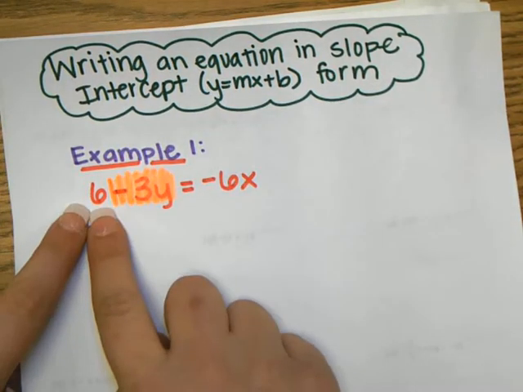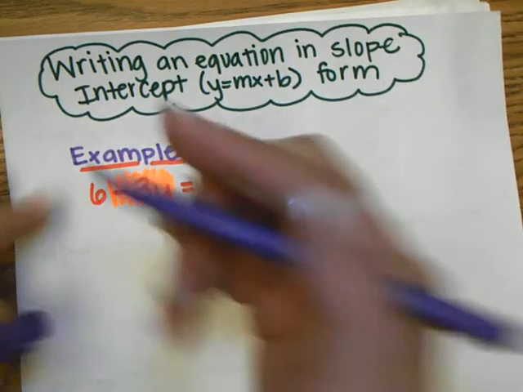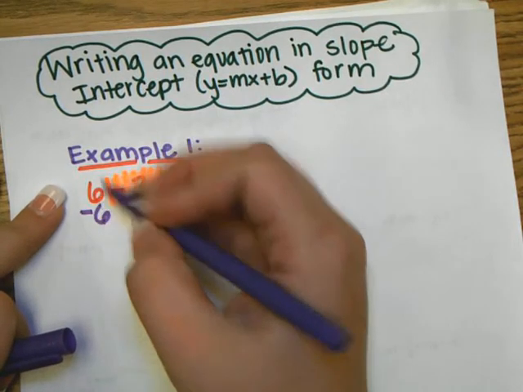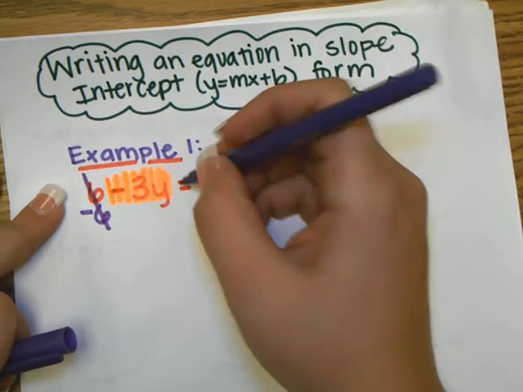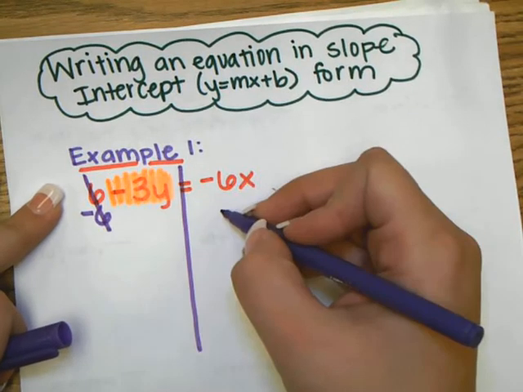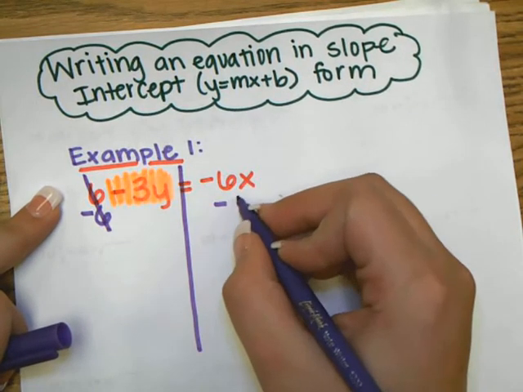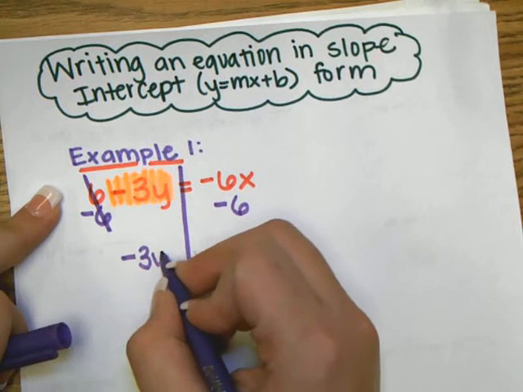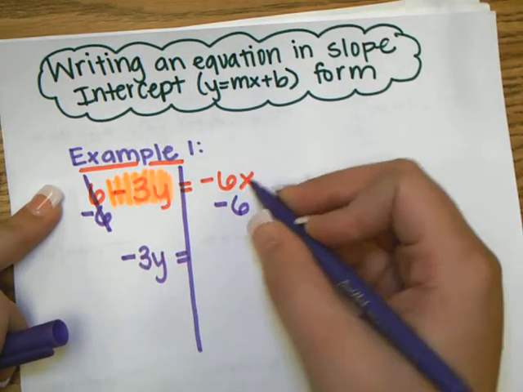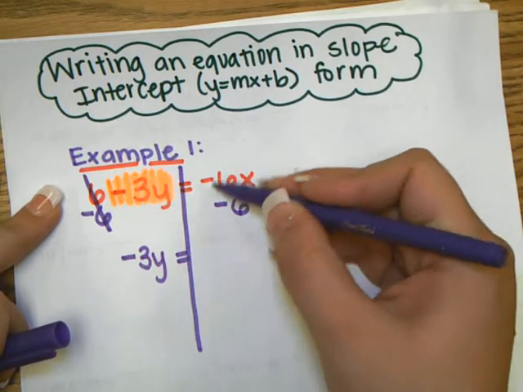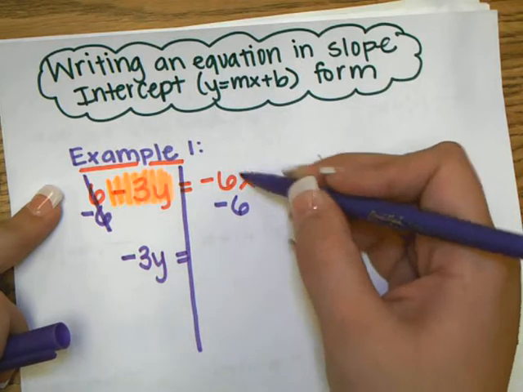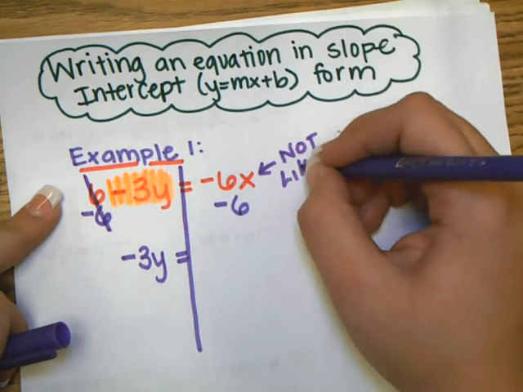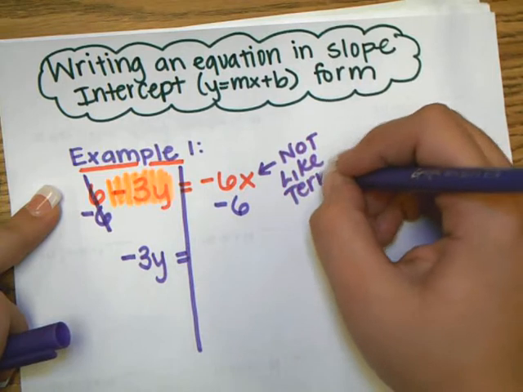I like to highlight the y term. So I need to remove this 6. I need to put a negative 6 on the left side because these are like terms. They'll combine and make 0 on the left. Then on the right side of the equal sign, I need to also put a negative 6. Then when you bring this down, you cannot subtract or add these. These are not like terms.